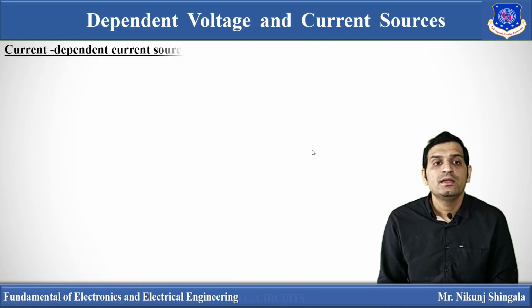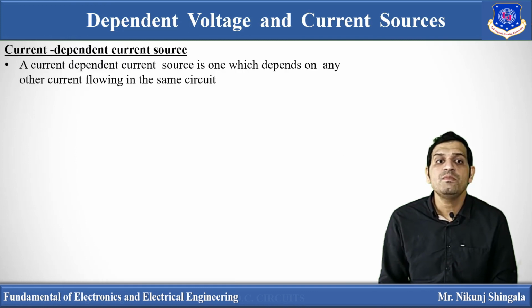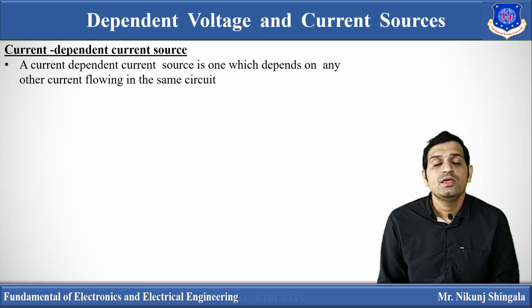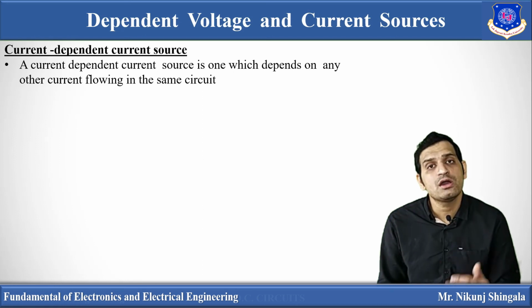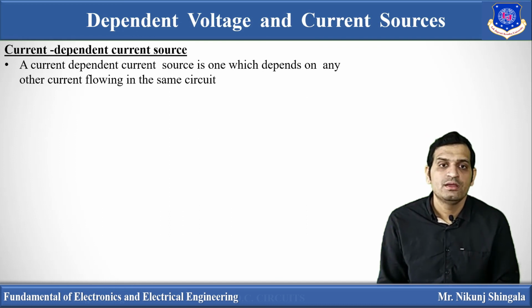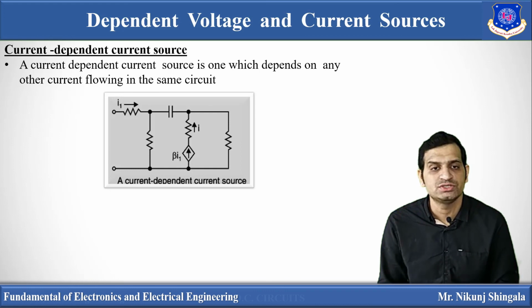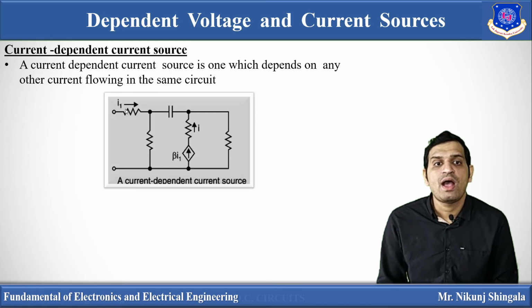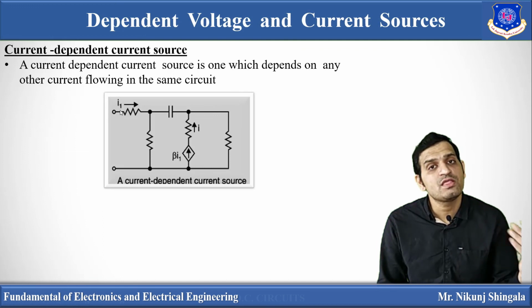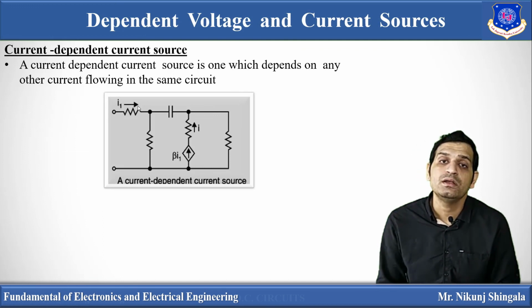The final one is the current dependent current source. As the name suggests, it is an energy source which depends on another current flowing in the same circuit. Here again we have a diamond-shaped symbol with an arrow inside, so it is a dependent current source. The value of this is beta I1, where beta is a constant. In the previous slide you saw K, which is also a constant. And what is I1? I1 is the current flowing in this resistor. So this is a dependent current source, and it depends on the current I1 flowing through another resistor in the same circuit. That's why it is a current dependent current source.